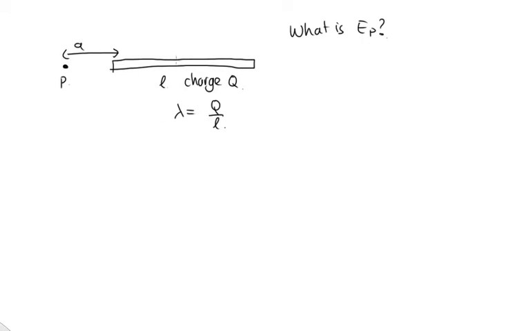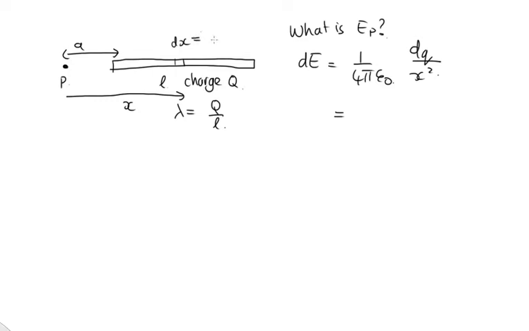To solve this problem, we're going to break this rod into little segments, each with length dx, and each of these segments is a length x from P. And we're going to work out how each of these segments contributes to P, and then we'll just add up each of those contributions. So we can write dE, the electric field due to this component dx, is equal to 1 over 4 pi epsilon naught dq over the distance squared, which is x squared. And now dq, the charge on this segment, is equal to lambda dx.